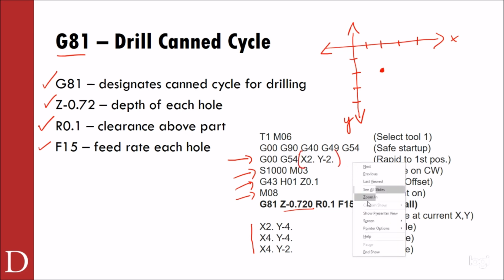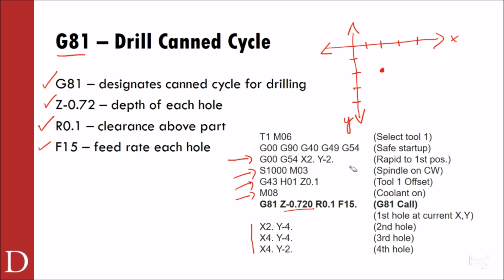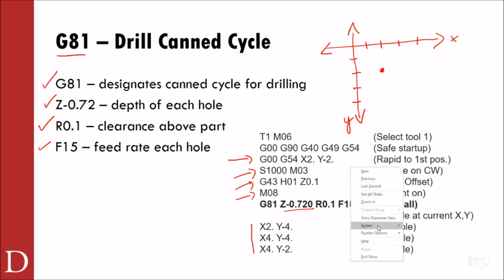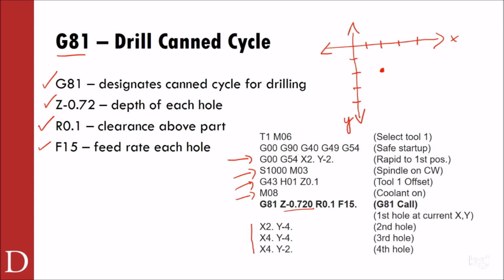All right, I don't want to leave parentheses in there and make someone think that that's a comment. So let's get rid of those. But that is the location of that first hole, is what you're looking at right there. So then we'll call that hole number 1. And then I go to X2, Y negative 4. That's going to be down here. That'll be hole number 2.